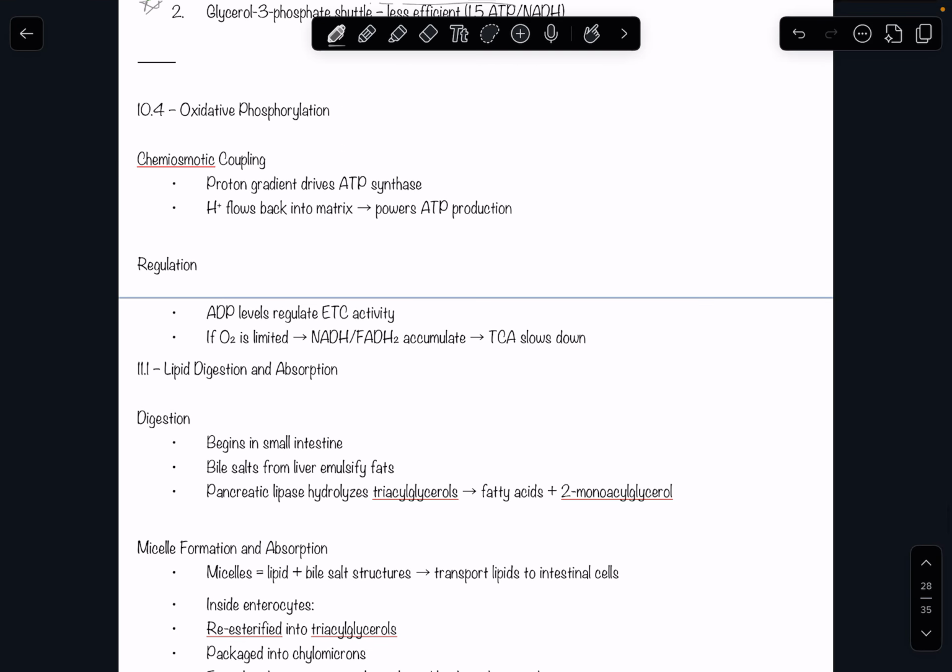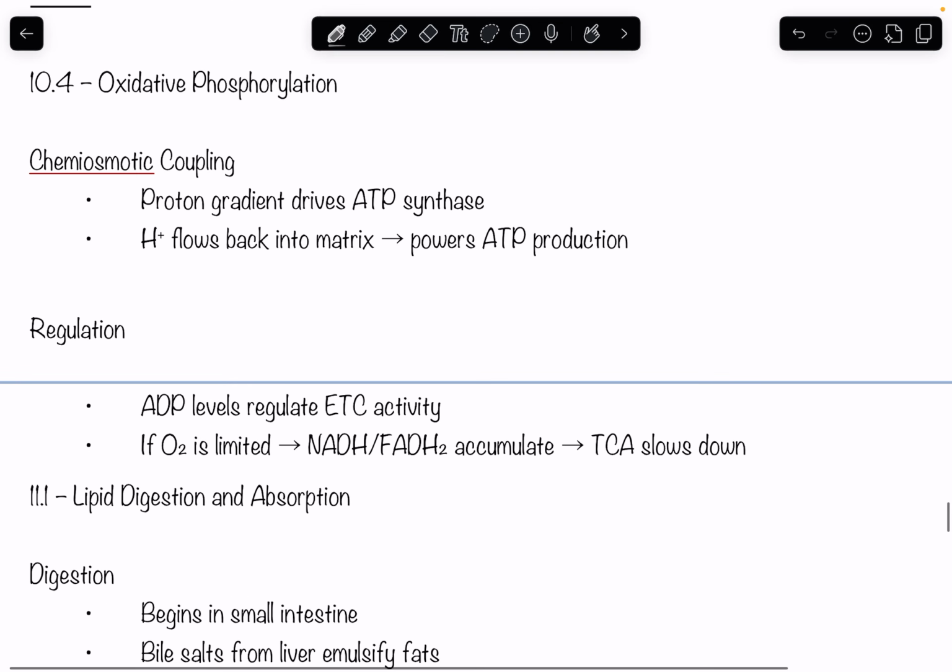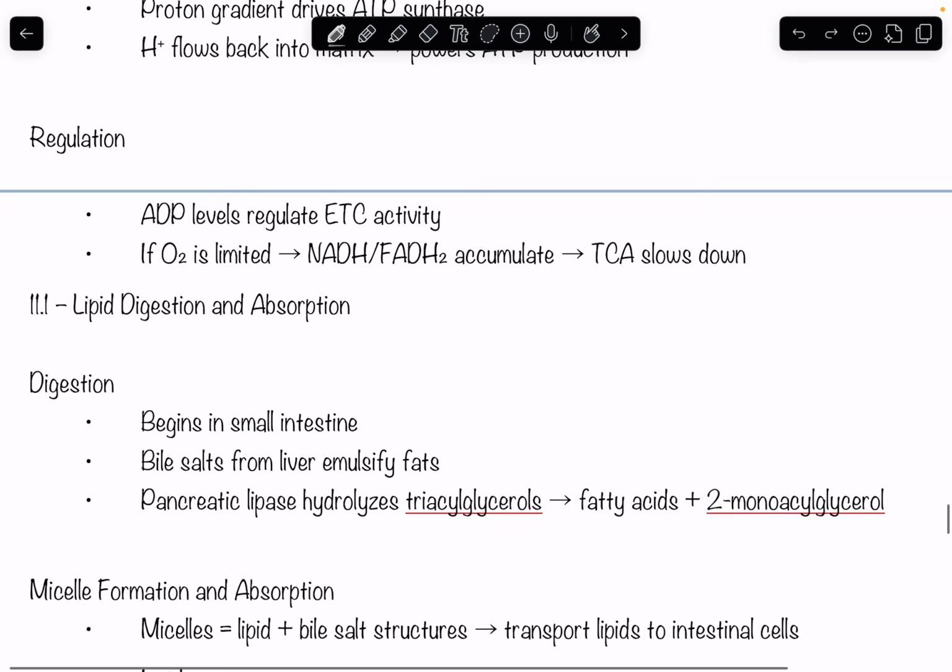So oxidative phosphorylation. So proton gradient drives ATP synthase, okay? Meaning that if we have our ATP synthase, the reason why it's working is because you have a lot of positive charges on one side, and then you have no charge on the other side. So what happens is H plus flows back into the matrix, right, to balance out the proton gradient, and that powers ATP production.